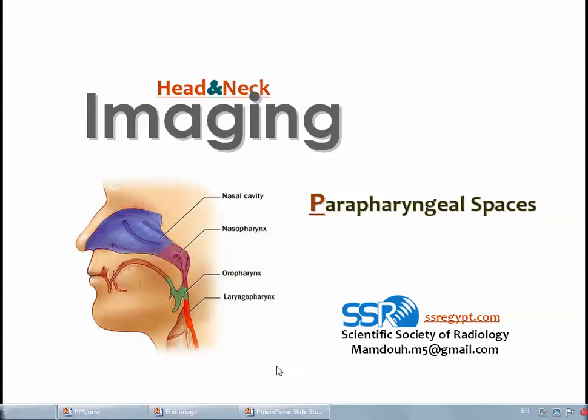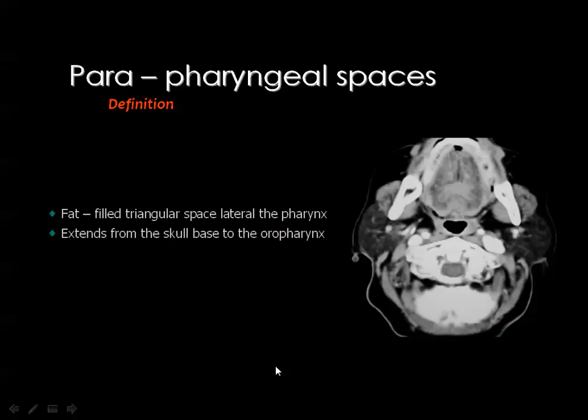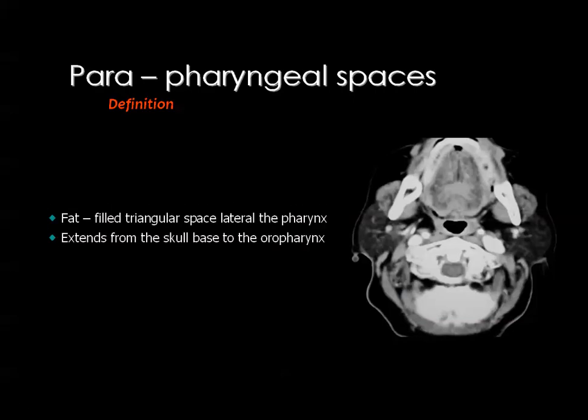In order to know the anatomy of the parapharyngeal spaces, you look in the axial images of the CT or MRI, and you identify the pharynx. This is the region of the oropharynx, and you look on either side of the pharyngeal air column, then you see a more or less triangular shaped area which is filled with fat. And this is the parapharyngeal space.